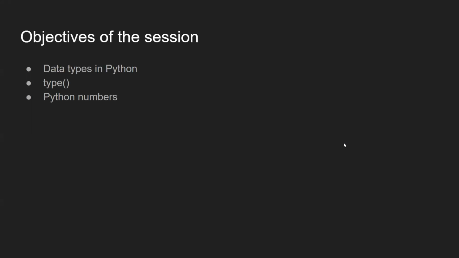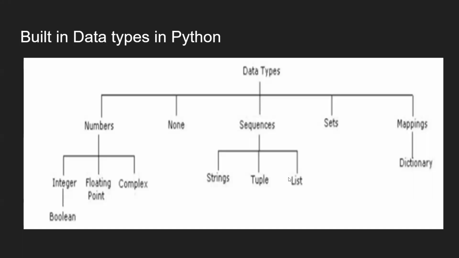In today's episode, we are going to see what data types are supported in Python, the type function, and we will be seeing Python numbers in detail. These are the built-in data types supported by Python: numbers, sequences, sets, and mappings, where numbers have integer, floating point, and complex. Sequences have strings, tuple, list. We have sets also, and in mapping, we have dictionary.